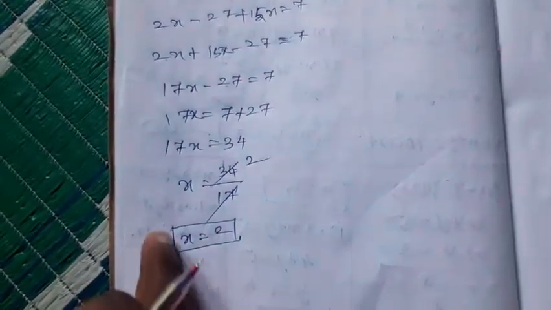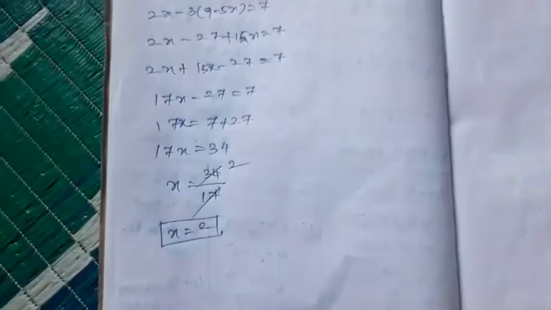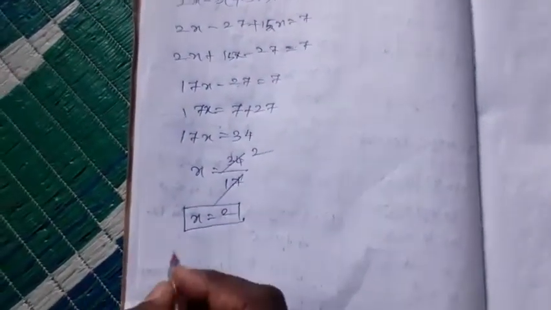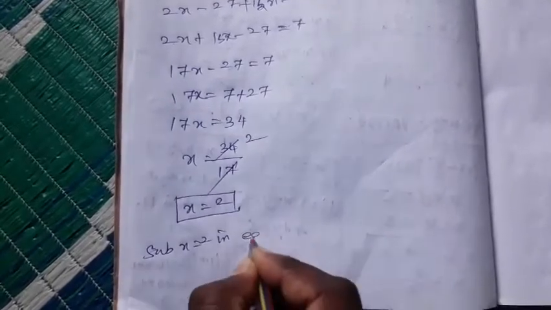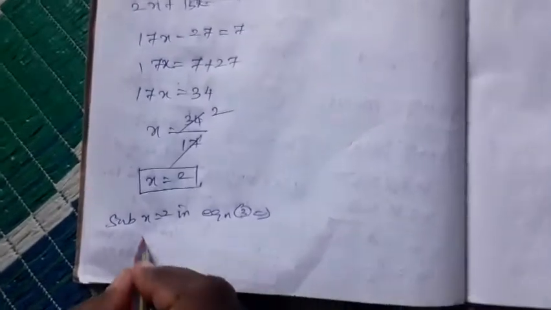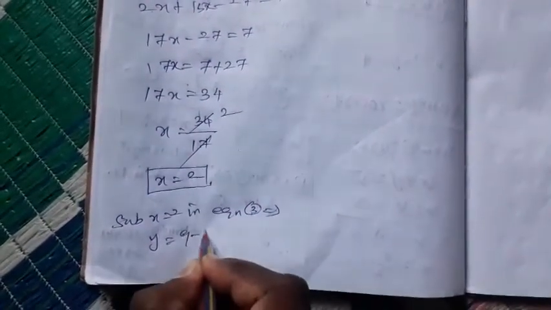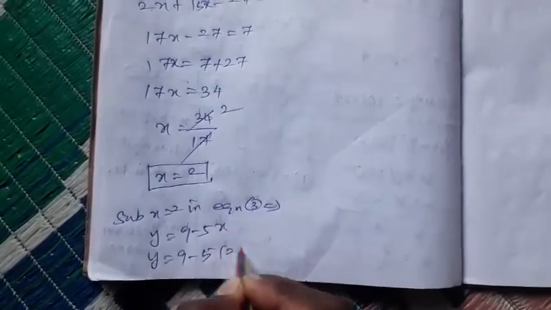This is step 2. Now in step 2, we found the variable x is 2. Take that value of x equal to 2 and substitute in equation 3. Equation 3 is y equal to 9 minus 5x. So y equal to 9 minus 5 into 2.